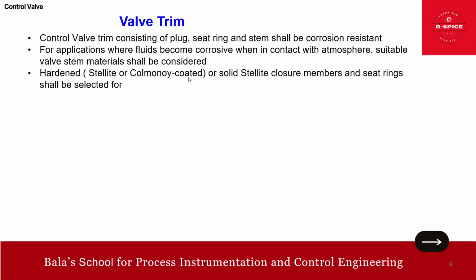Stellite is a hardened type of material, and here I want to inform you what this Colmonoy is. Basically, it's an alloy coating material. It is developed to provide extended service life at elevated temperature, especially for parts exposed to abrasion, erosion, corrosion, all these kinds of things. So the point is, hardened or solid stellite closure member and seat ring shall be selected for what? Erosive services, flashing, and choked flow.